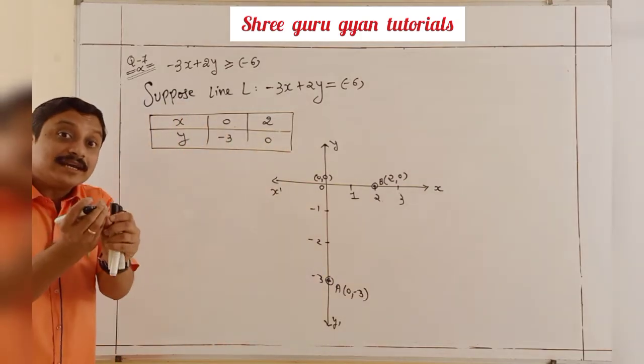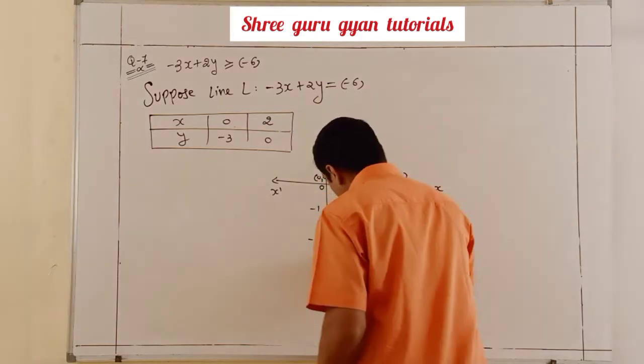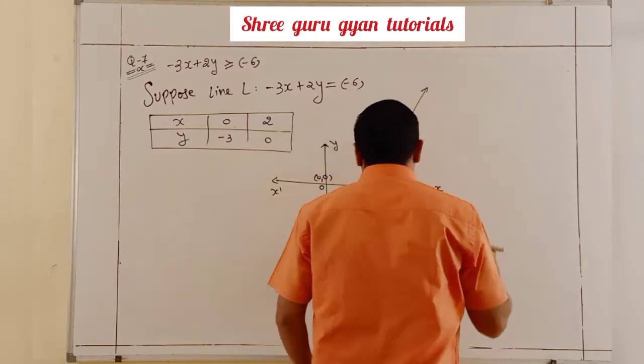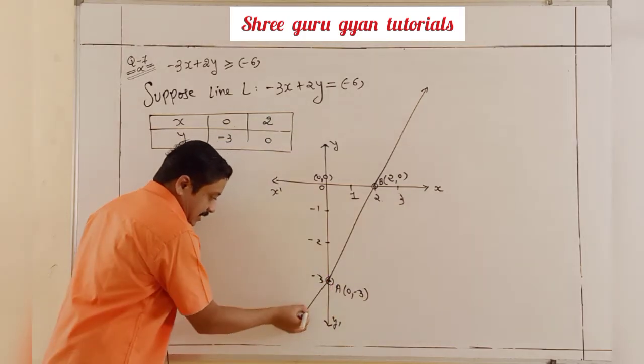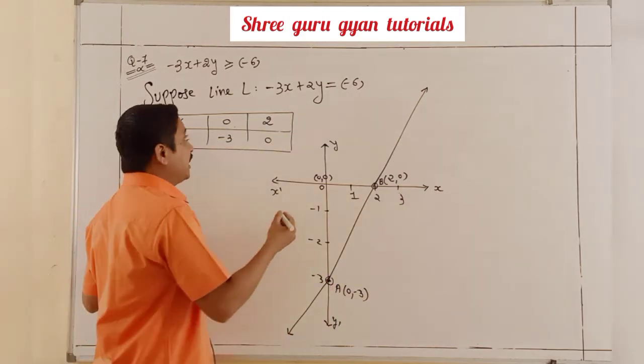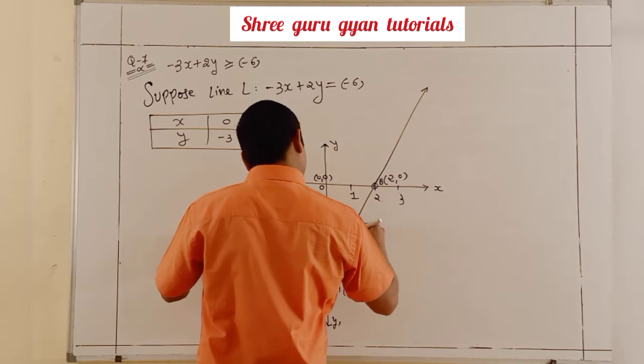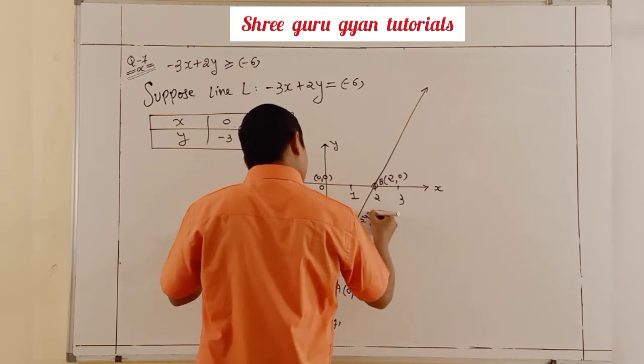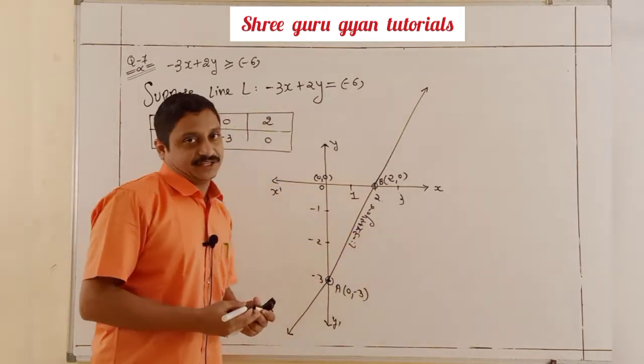Both are connected by a line. Here A and B are joined, and on this side your line is defined. And my line L is -3x + 2y = -6.